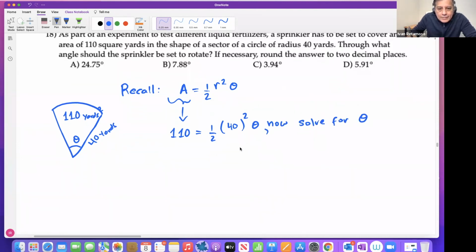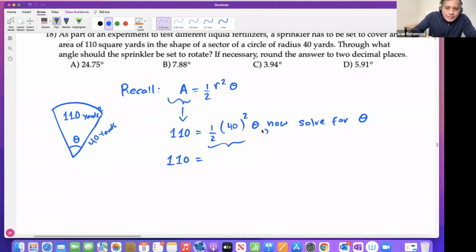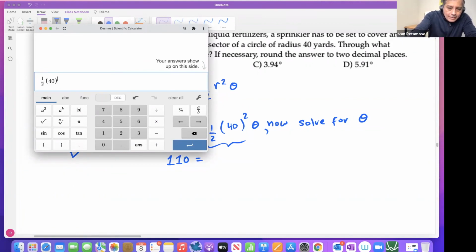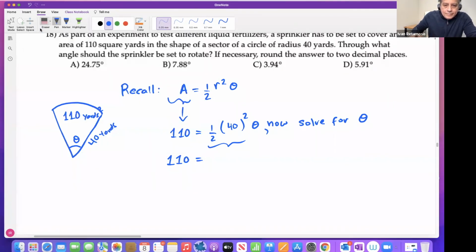We gotta isolate theta, right? Let's do it carefully. 1/2 times 40 square. What is this? Let's use our calculator. 1/2 times 40 square, right? 40 square is 800.